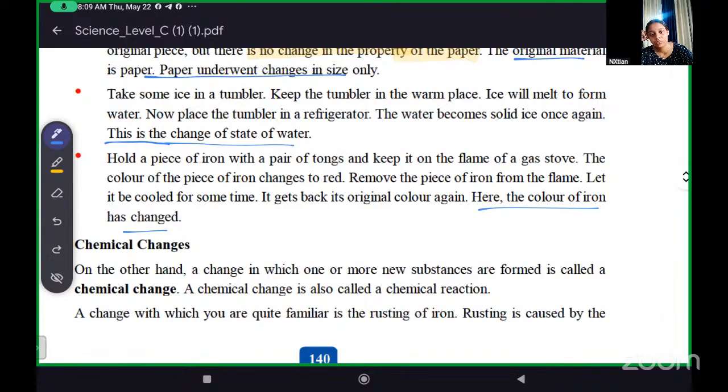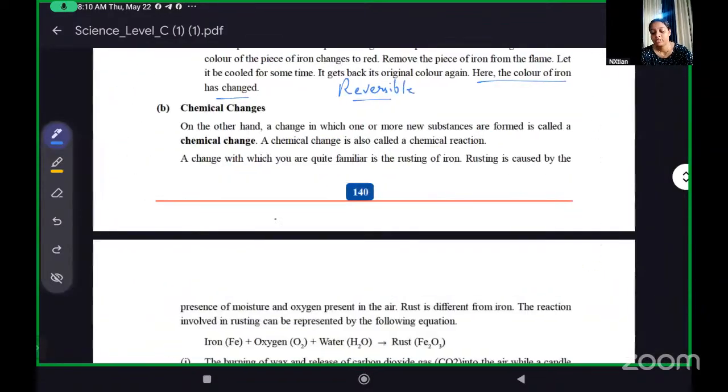Also, it is a reversible change. How can it be a reversible change? Anyone? Okay, ma'am. Because the heated iron changes color, and when it goes back to normal temperature, the color also becomes normal again. And then we can repeat the process. So that is why it is a reversible change.